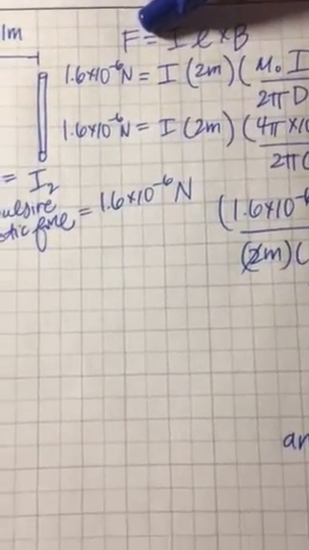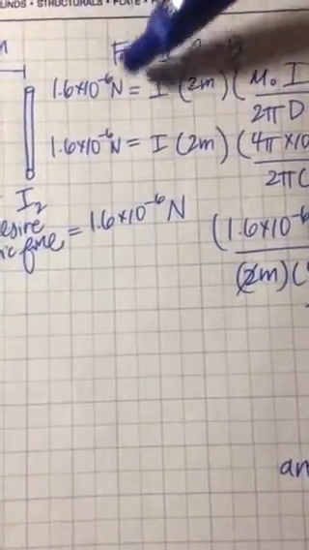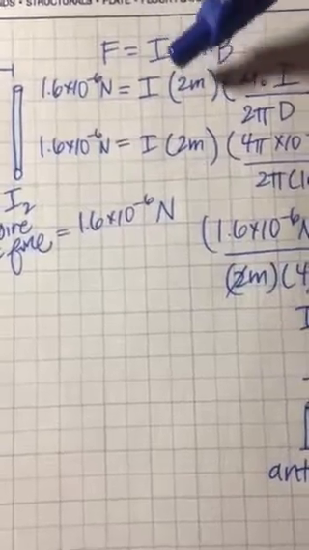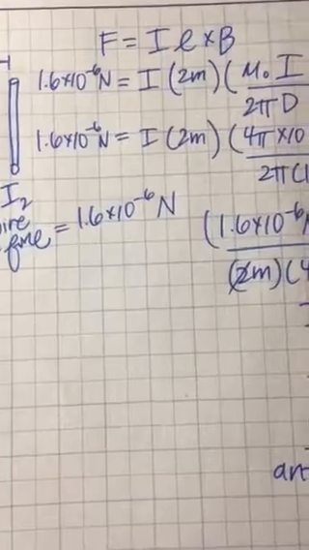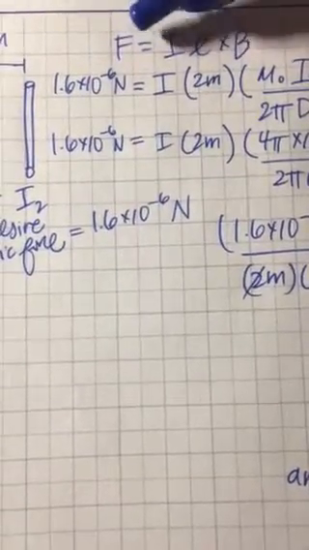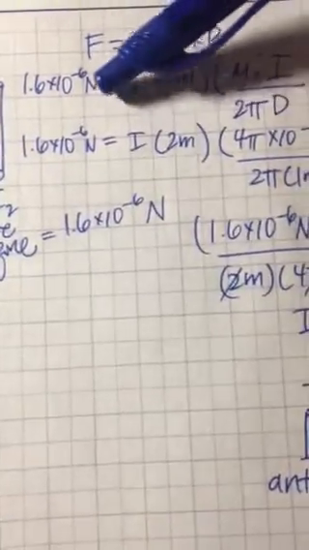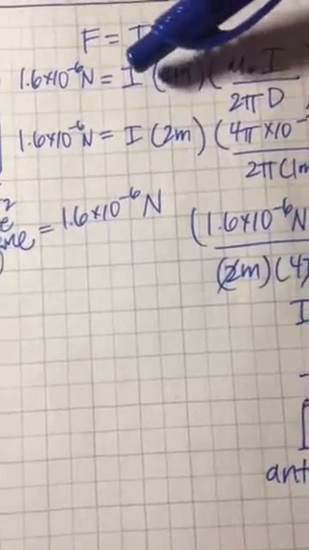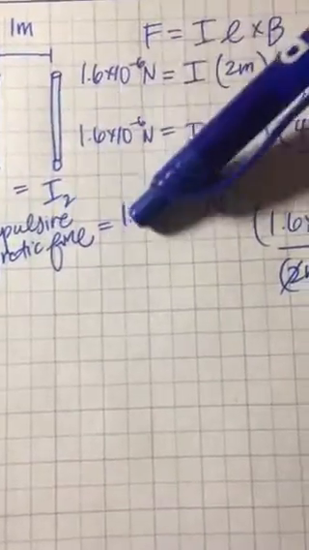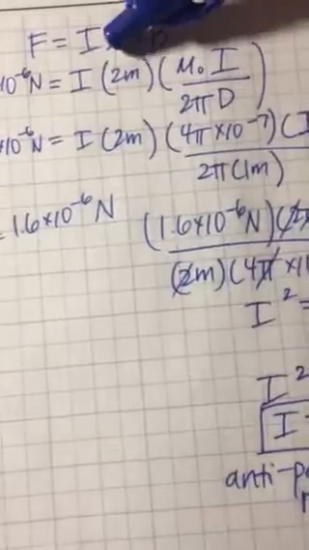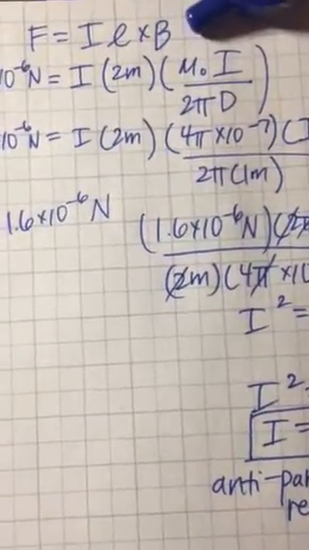The force equation for wires and current running through wires is force equals the current times the length of the wire crossed by the magnetic field of that wire. So we know that the force given to us in the problem is 1.6 times 10 to the negative 6 newtons. And we're trying to solve for the current. And this is just going to be any one of the wires. We can pick either one of them because the forces are the same and the currents are the same. Times the length, which both of them are 2 meters, times the magnetic field.